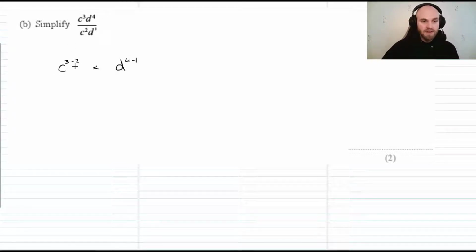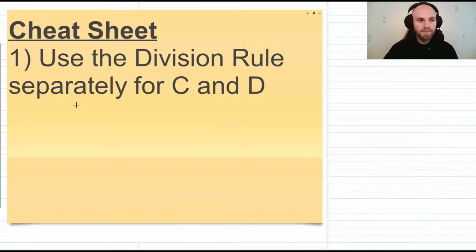Well, c to the power of 3 minus 2 is going to be c to the power of 1 multiplied by d to the power of 3. 4 minus 1 is 3. c to the power of 1 is just c. And then we keep this d to the power of 3 as it is. And we just put them together like this.